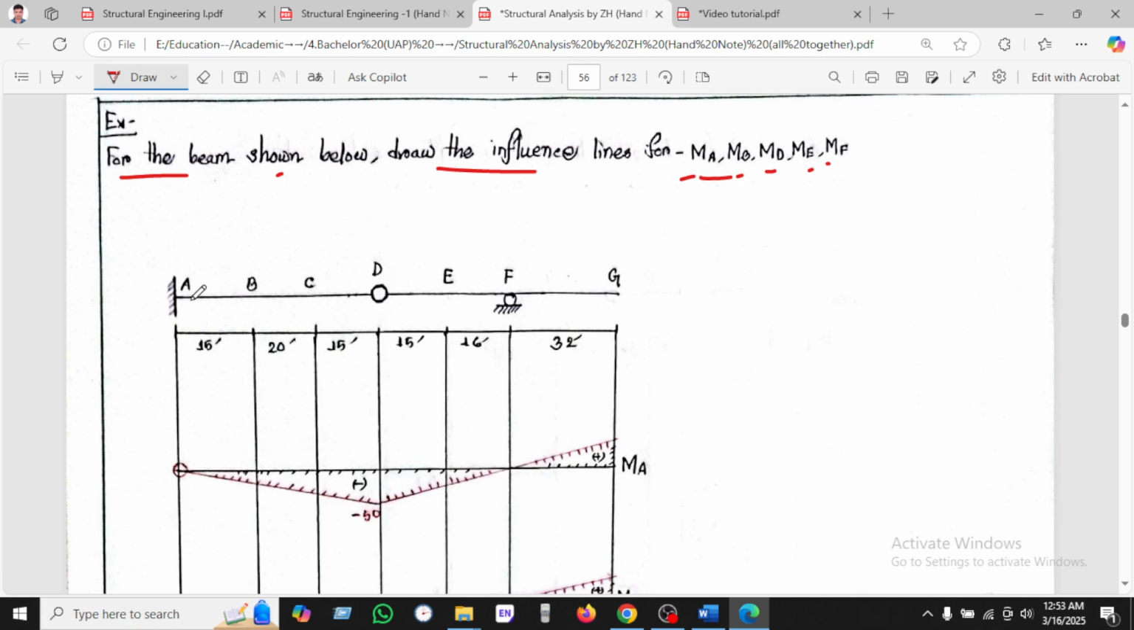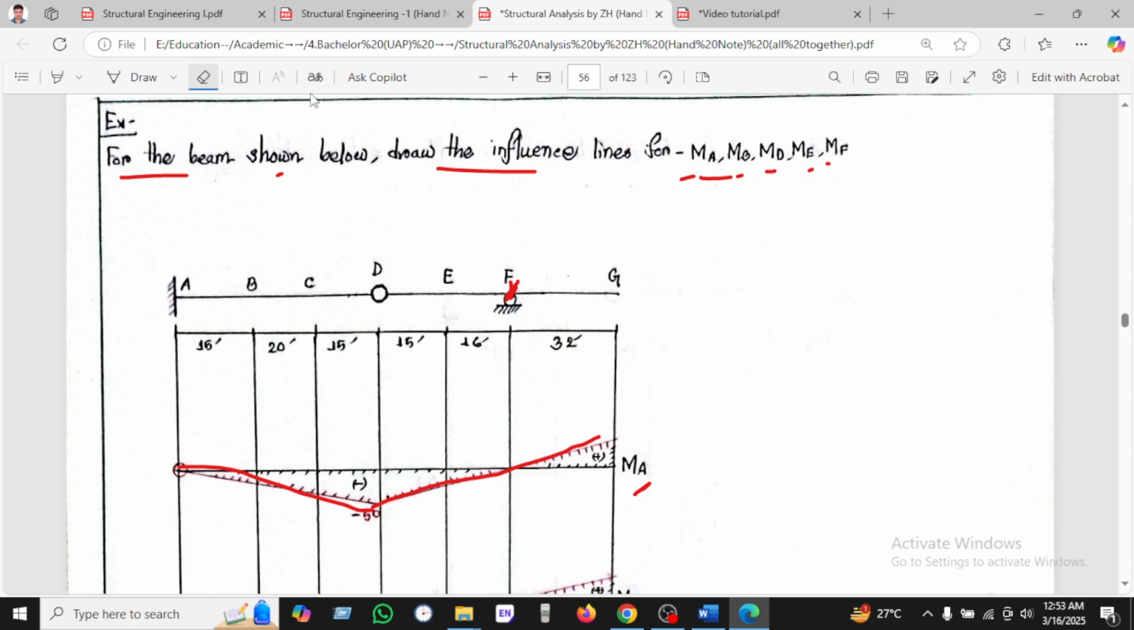This is the portion of MA. If we insert the internal hinge, no rotation is allowed; rather, it will be deflected this way. It will deflect this way and go down here. As it is the roller support, that must be 0. So these are the MA, the influence line of MA.